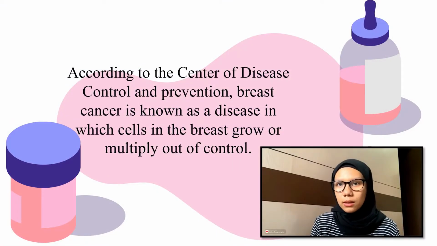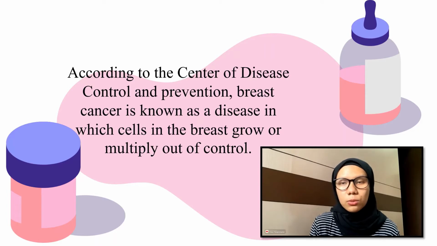According to the Centers for Disease Control and Prevention (CDC), breast cancer is a disease in which cells in the breast grow or multiply beyond their normal cell replicating rate. Breast cancer can begin in different parts of the breast, and most breast cancers begin in the ducts or lobules.